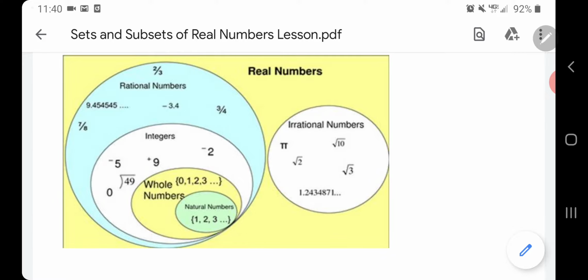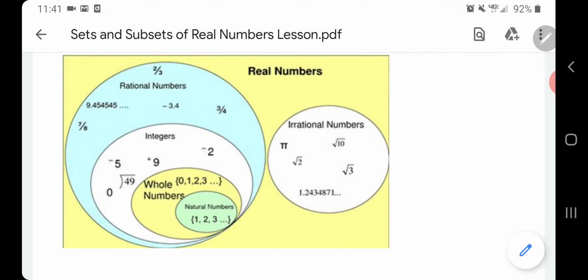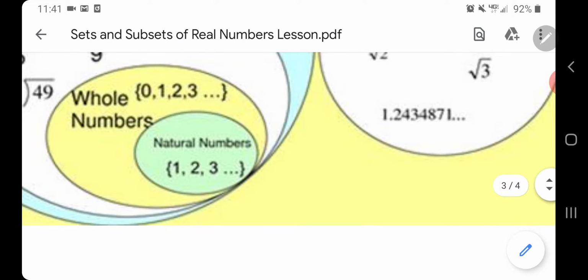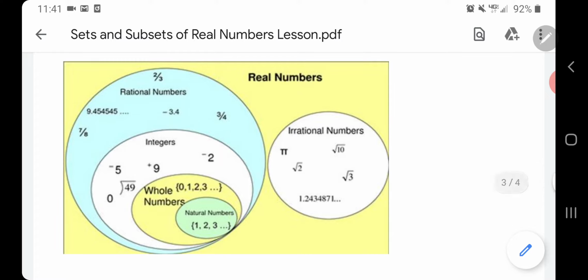Within the rational number system, you have the set of integers, which are a subset of the rational numbers. Within the integers are the whole numbers, hence why they have a circle inside the integers, because it is a subset of the integers and the real numbers. And lastly, of course, the natural numbers. The natural numbers are a set of their own, but they are a subset of the whole numbers, the integers, and the rational numbers.